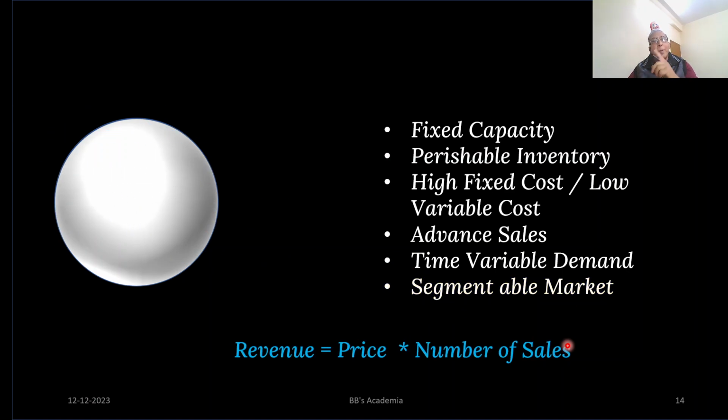One point you should remember always: revenue means what? The price times the number of sales. Whatever you sell and what is their price, multiply, that is revenue. More services, more revenue is generated.